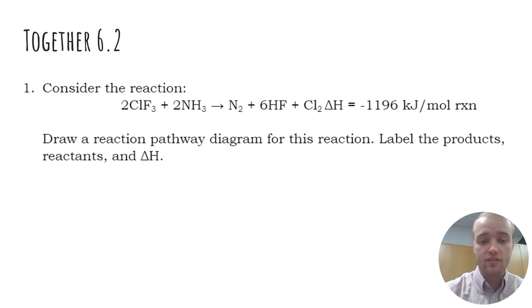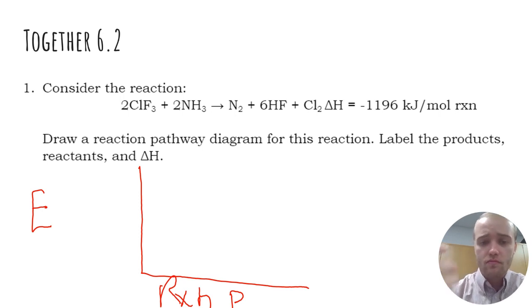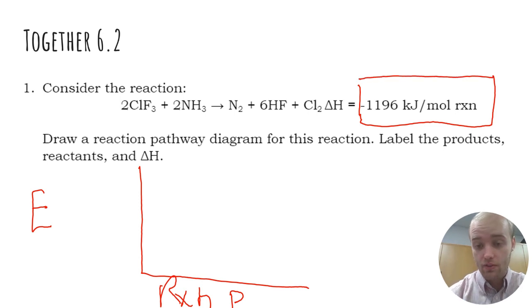To draw a reaction pathway diagram, the first thing we're going to have to do is put our axes down. Our y-axis is going to be potential energy. I'm just going to label it as energy for right now. And our x-axis over here is reaction progress. And what you're going to see in these videos is my handwriting is terrible. Our reaction overall, what I want to highlight here, is exothermic because heat is leaving the system. What that tells me is my reactants are higher up than my products.